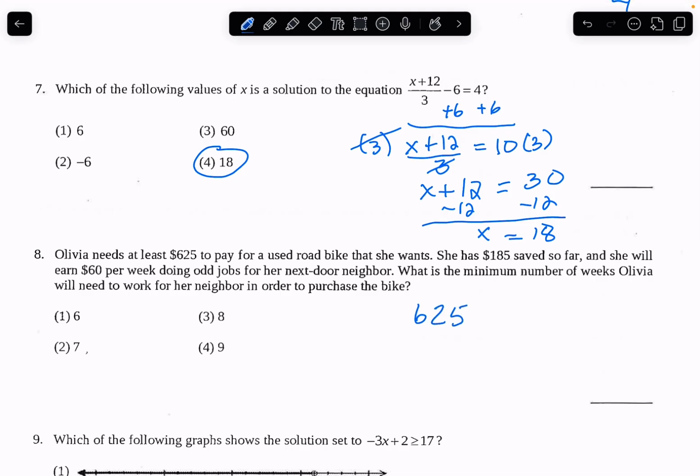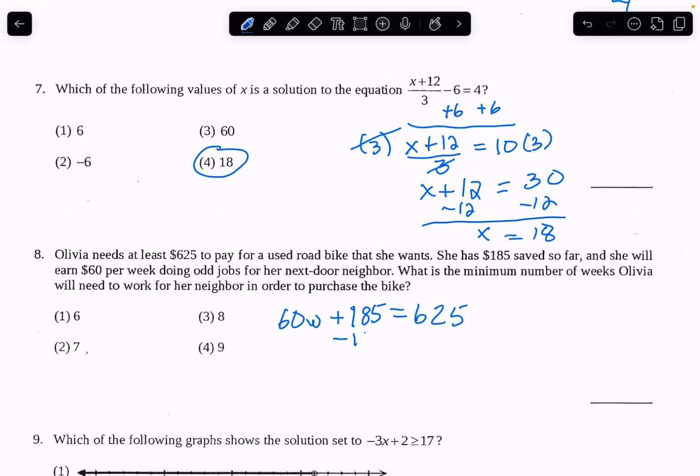All right, and then Olivia needs at least $625, right? So her total has to add up to that. She has 185 saved, so that's like a constant. And she's gonna get 60 per week. So 60 times W. And now we're gonna just solve that for W, and we'll see how many weeks it takes her to purchase the bike.